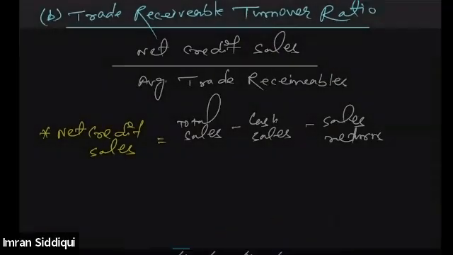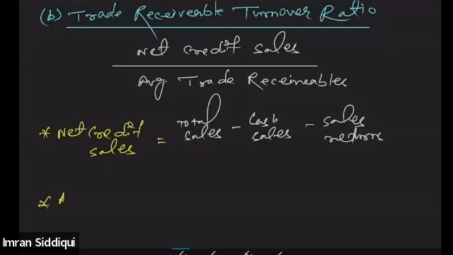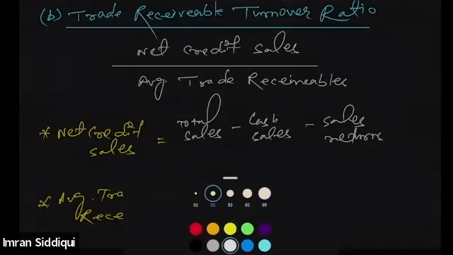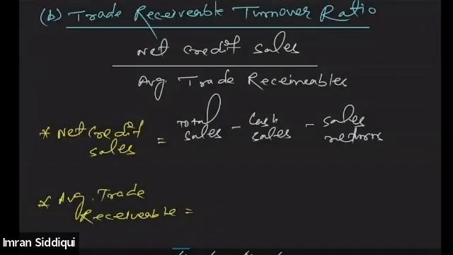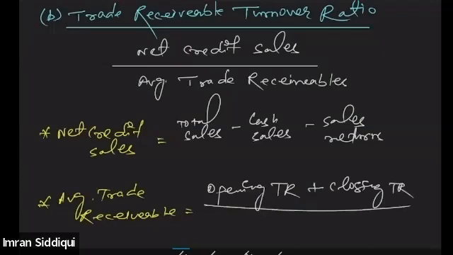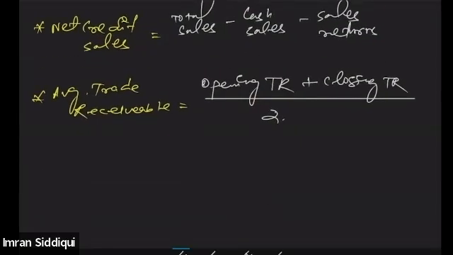And if you are also not provided the average trade receivables, then in such a situation, you can add the value of the opening trade receivables, opening, I'm writing TR for trade receivable, plus closing TR, and divide that by 2. Okay, you will get the value of the average trade receivable.